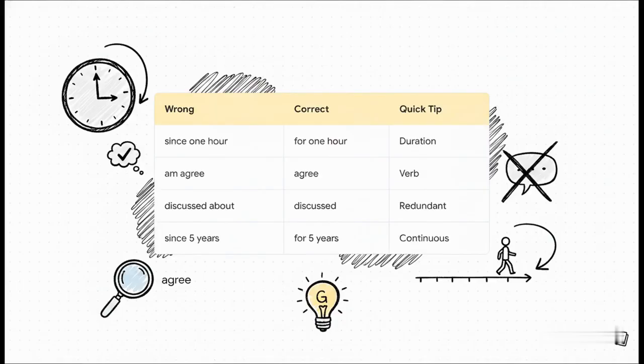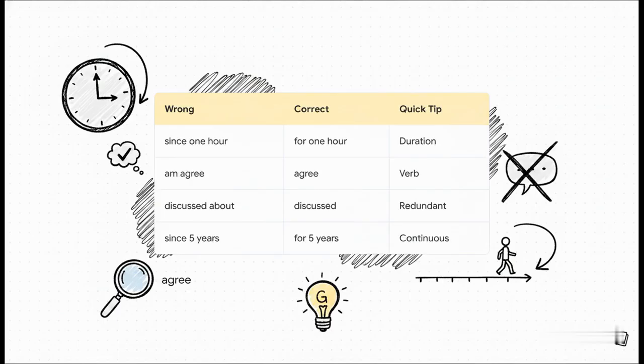I am waiting since 1 hour. The fix here is understanding that for is used for a duration of time. So it's, I have been waiting for 1 hour. Next is a small celebration, because this one actually makes your life easier. I am agree. You don't need the am because agree is a verb, not an adjective. You just say, I agree.